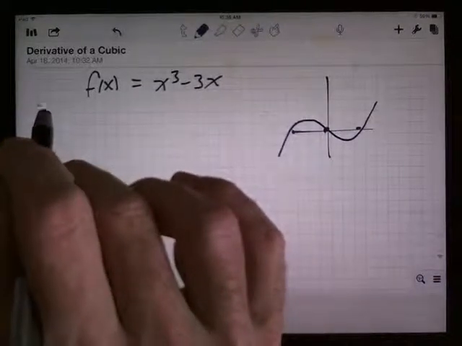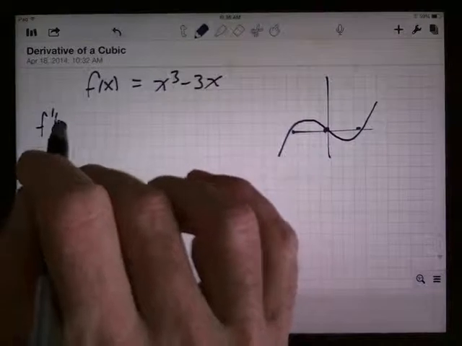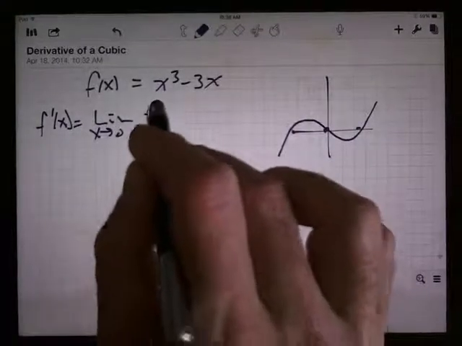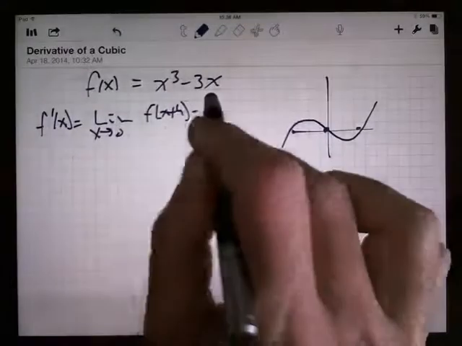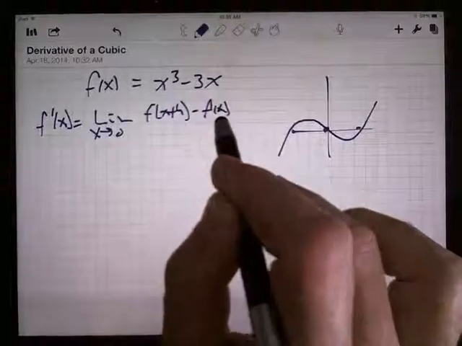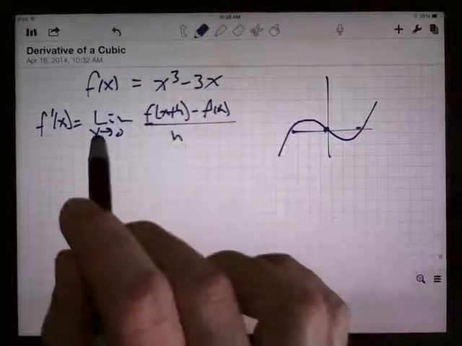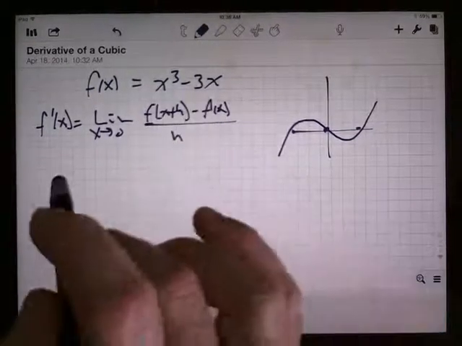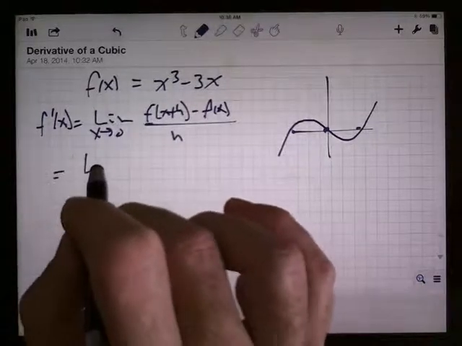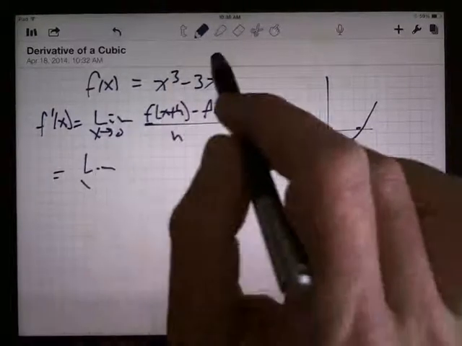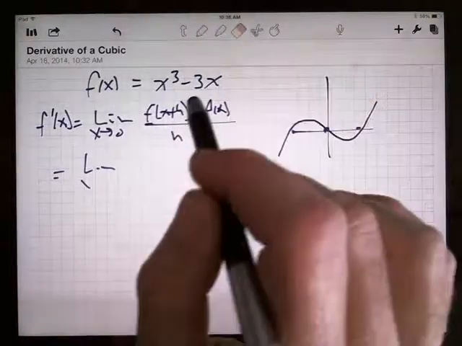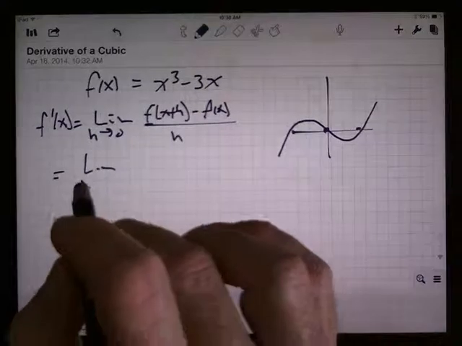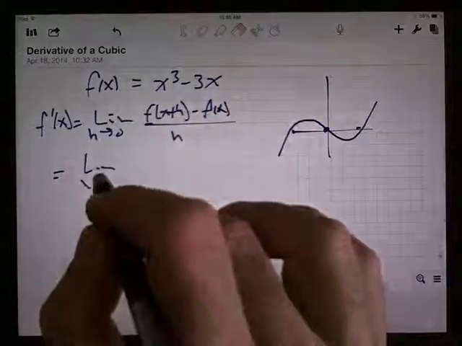By definition, the derivative is the limit as h goes to 0 of f of x plus h minus f of x, all divided by h. Right? This is just the definition. I haven't actually done anything yet. I now need to apply this to my function. Okay, so this is the limit as, not as x goes to 0, sorry, this is the limit as h goes to 0. This denominator going to 0. So here we go. Let's see if we get this right.